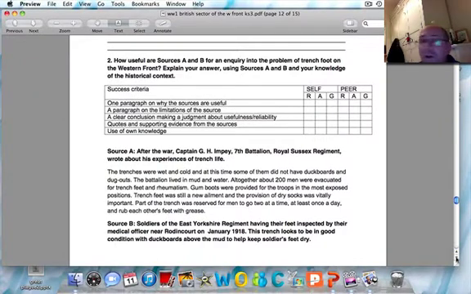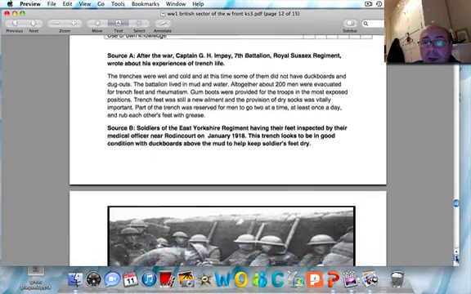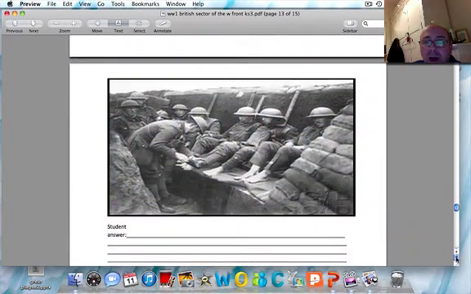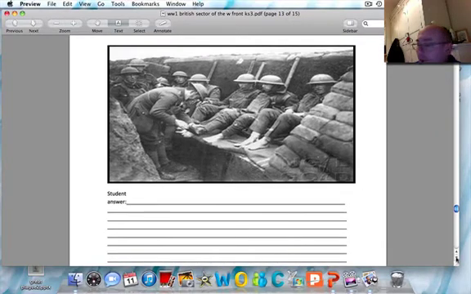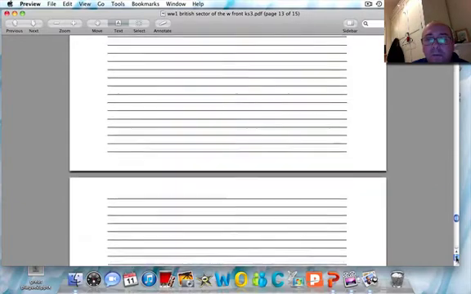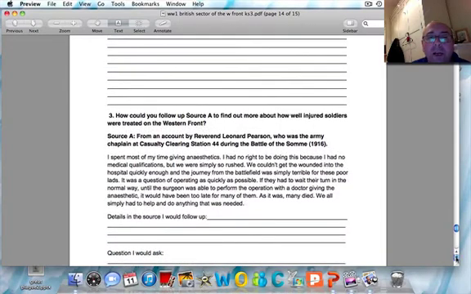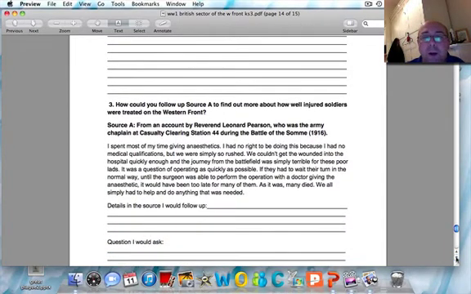Then we have the usefulness question. We have the sources provided here, source A and then source B. What students have to do is apply their understanding of nature, origin and purpose, and then the language of describing sources like objective, subjective, tone, language, etc., and apply that to their answer here. Again, quite an extensive amount of space provided for that.